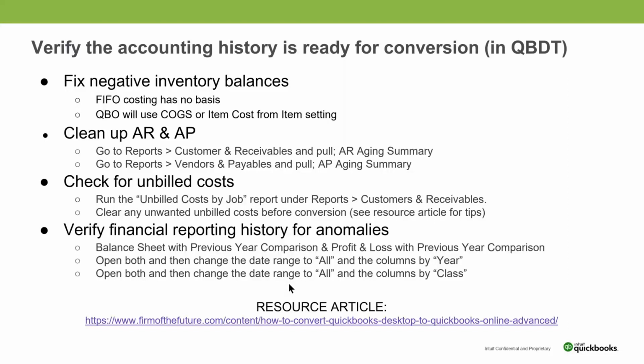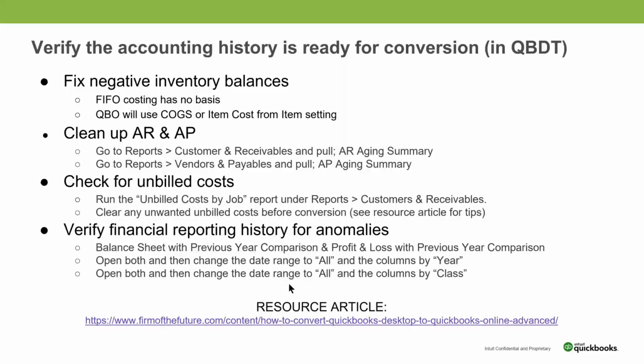There are some things that could be going on in Desktop that once you get it to online, you'll be saying, why did we convert this? We should have waited, or we should have fixed a few things first. So we're just giving you some bullet points of things to really look at in the client file and then make that decision. So first thing we want to talk about is negative inventory balances.